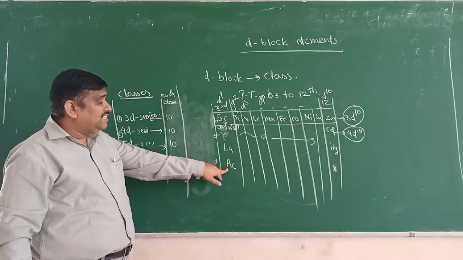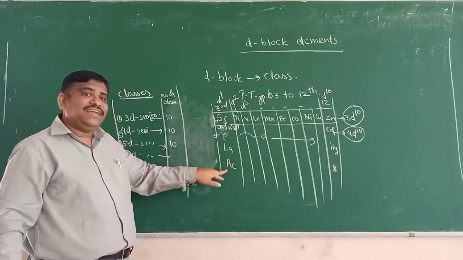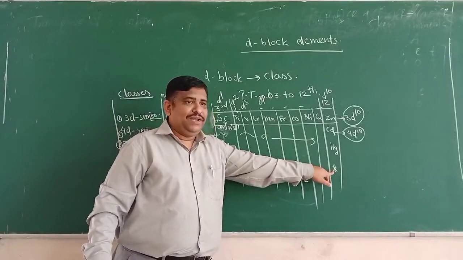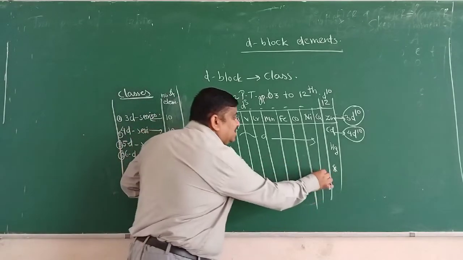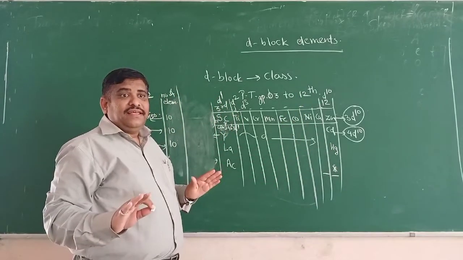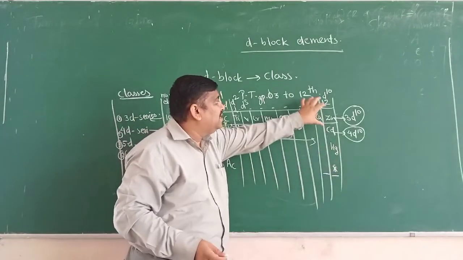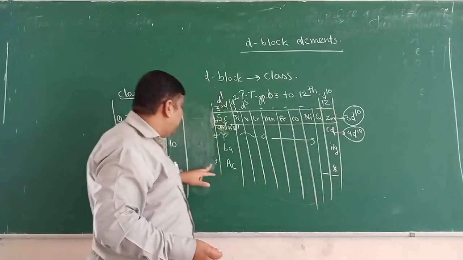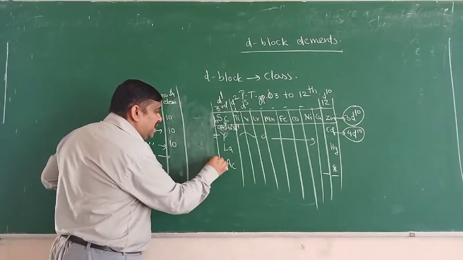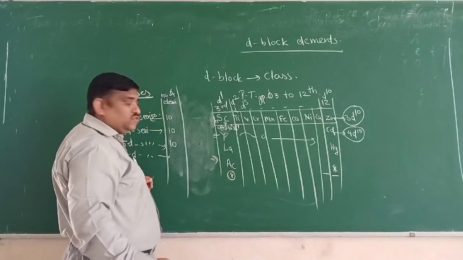But you can see here in the 6d series, you are having only one, that is the starting element, but you don't have the last element. Here the last 2 groups are empty. The elements are not discovered and they are not placed in the 11th and 12th group in the 7th period. It means in the 7th period you are going to have only 8 elements.